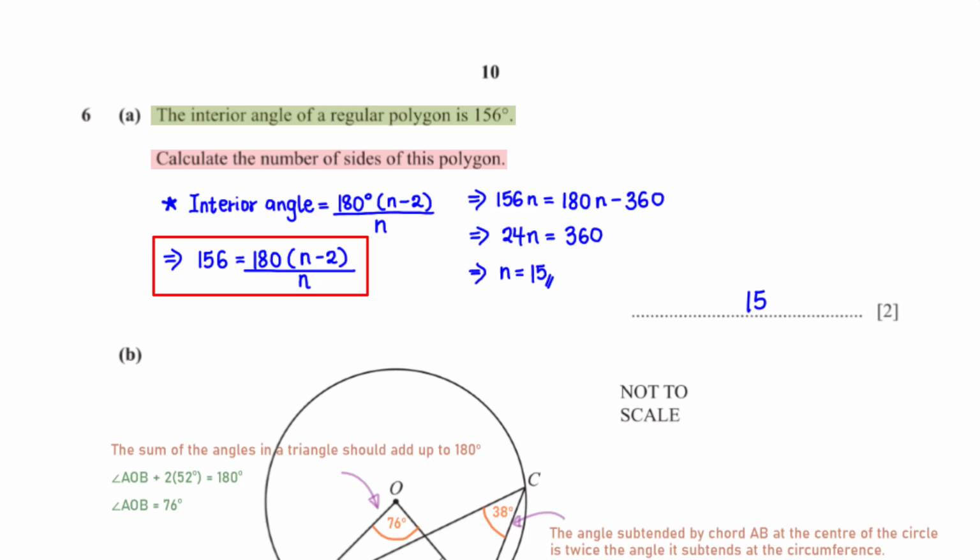When we multiply both sides by n, this is what we have. 180 times n is 180n, and 180 times -2 is -360. When we group like terms, we have 24n equals 360. When we divide both sides by 24, we have n equals 15.